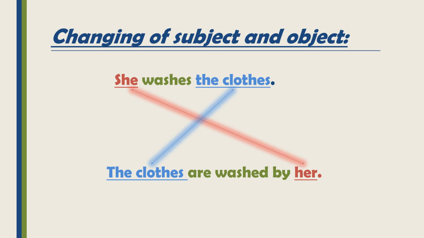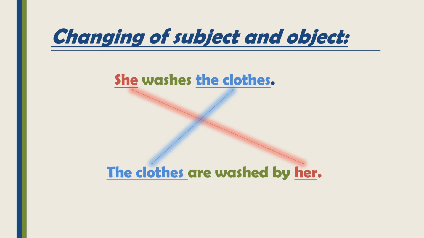When we are using she at the start of the sentence, we have to use the objective case at the end of the sentence. So the objective case of she is her. We have to use the object as an objective case. She becomes her. You can easily see in the red line how we are changing the subject into object. At the start of the sentence there is the subject, but at the end of the sentence it will be the objective case.